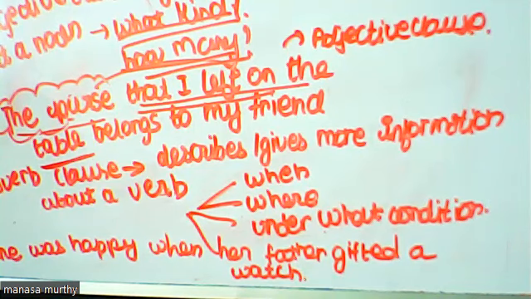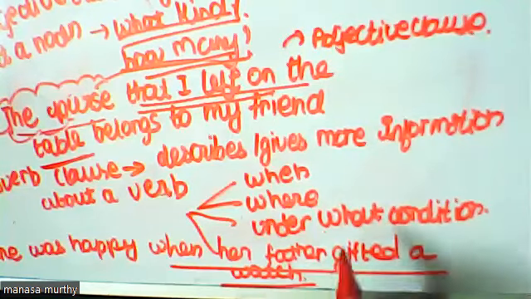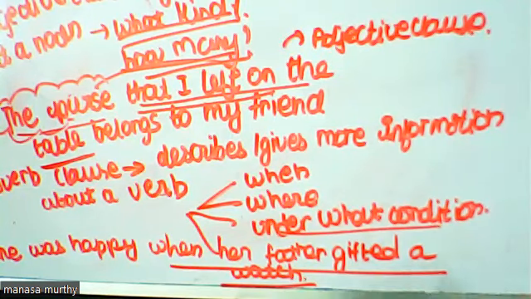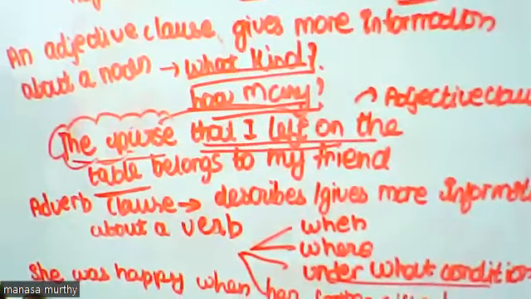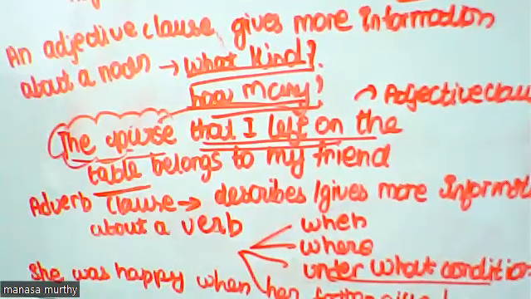She was happy when her father gifted a watch. Under what condition is she becoming happy? When her father is gifting her a watch, she became happy. Under the condition that her father gives a watch to her, she is becoming happy. This is an adverb clause. You can make note of these two clauses and their examples. Adjective clause and adverb clause.